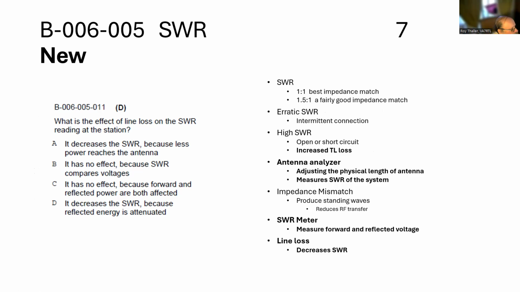Another new question. What is the effect of line loss on SWR reading at a station? So it decreases the SWR because reflected energy is attenuated. So if you have a very long transmission line, you'll actually be reading a low SWR, but that may not be a true reading because your reflected energy is attenuated and doesn't make it back to the meter to be read.